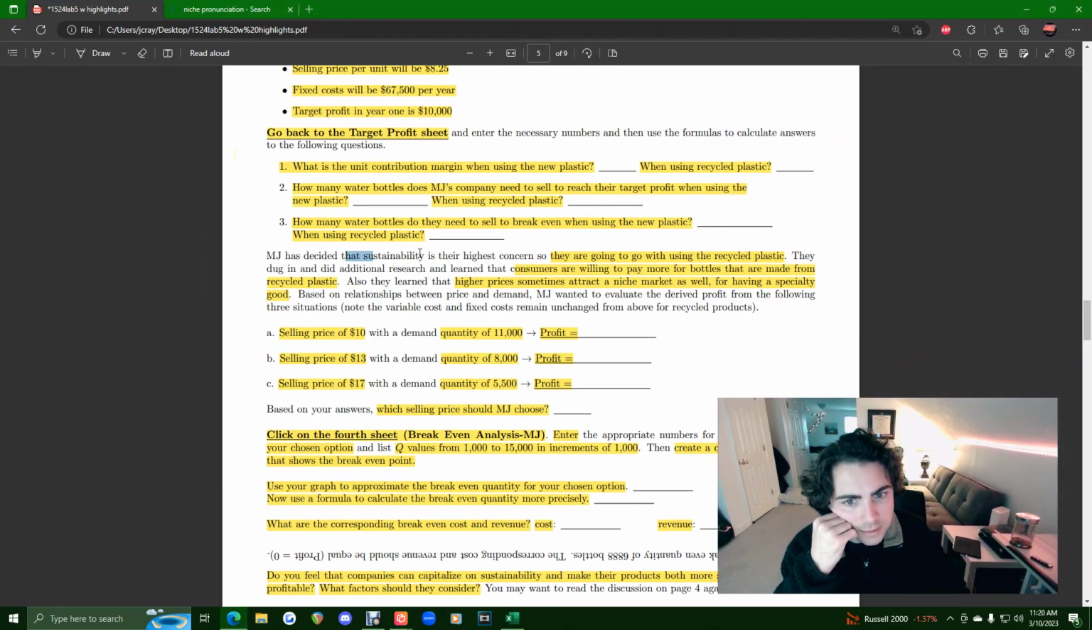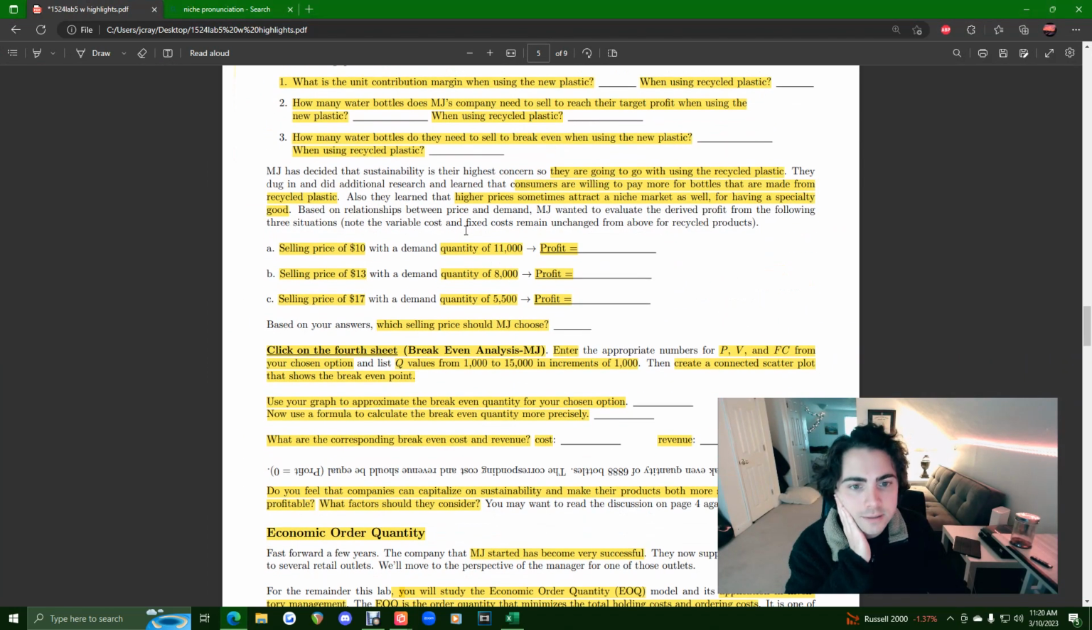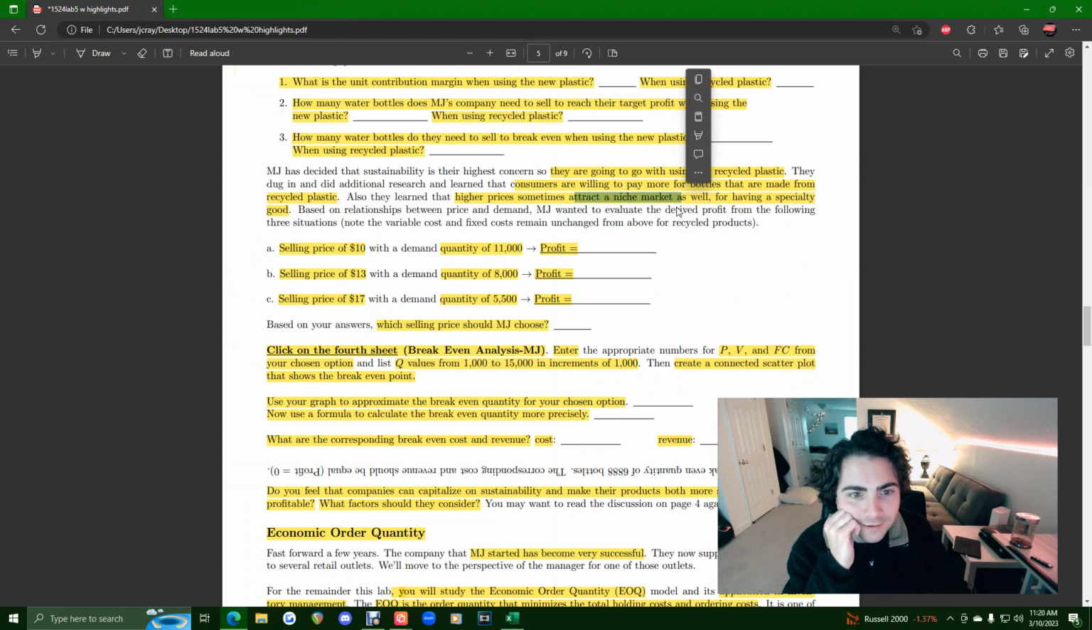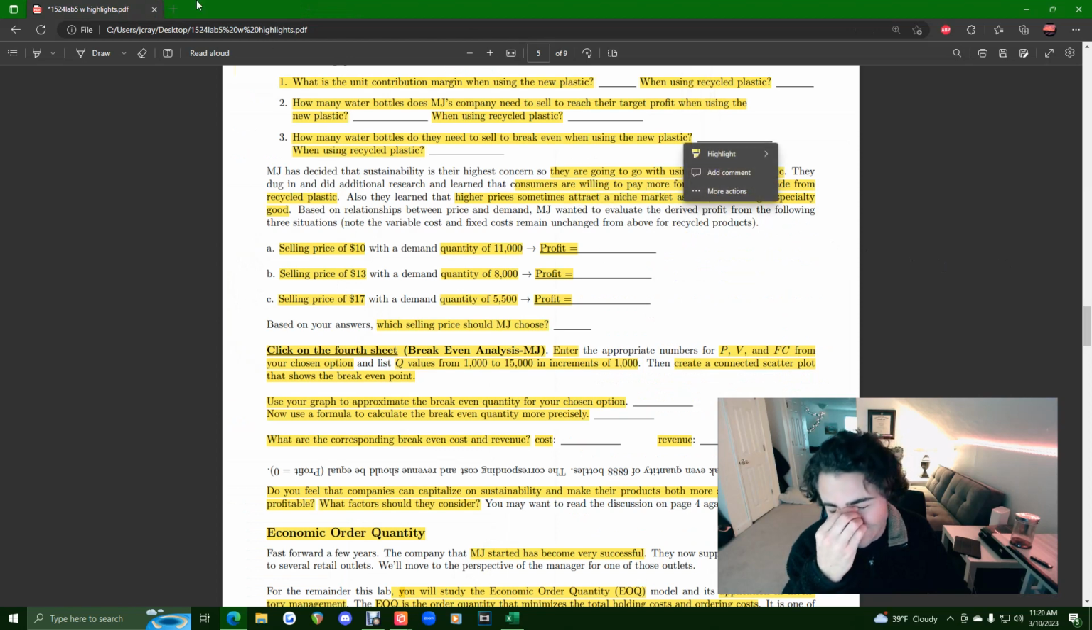They decide that sustainability is their highest concern, so they're going to go with recycled plastic. They realize that consumers are willing to pay more for bottles that are made from recycled plastic, and higher prices sometimes attract a niche market as well for having specialty goods. Oh yeah, that's pretty fun. I forgot I had that. Niche is how you pronounce that. That's fun. It reminded me I had that pulled up. All right. Niche market for having a specialty good.